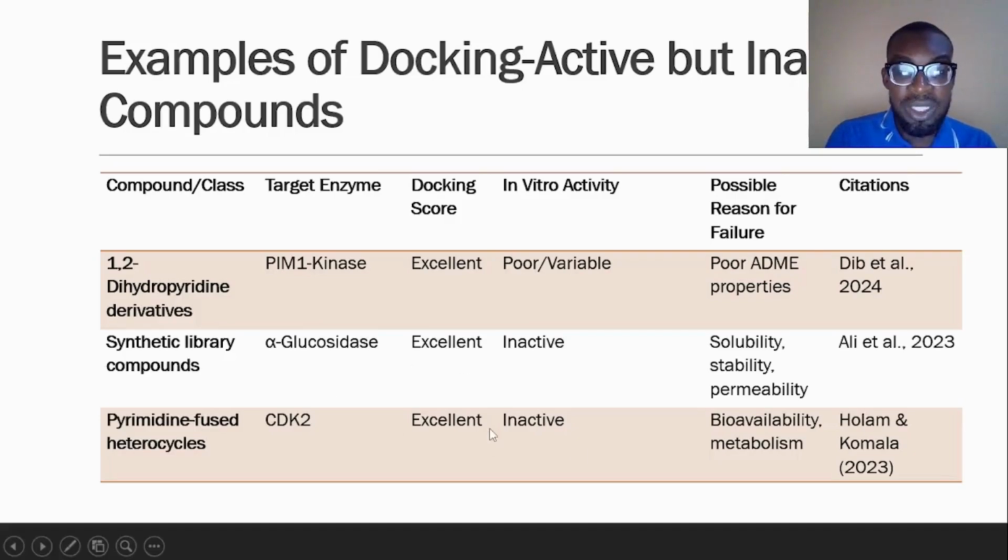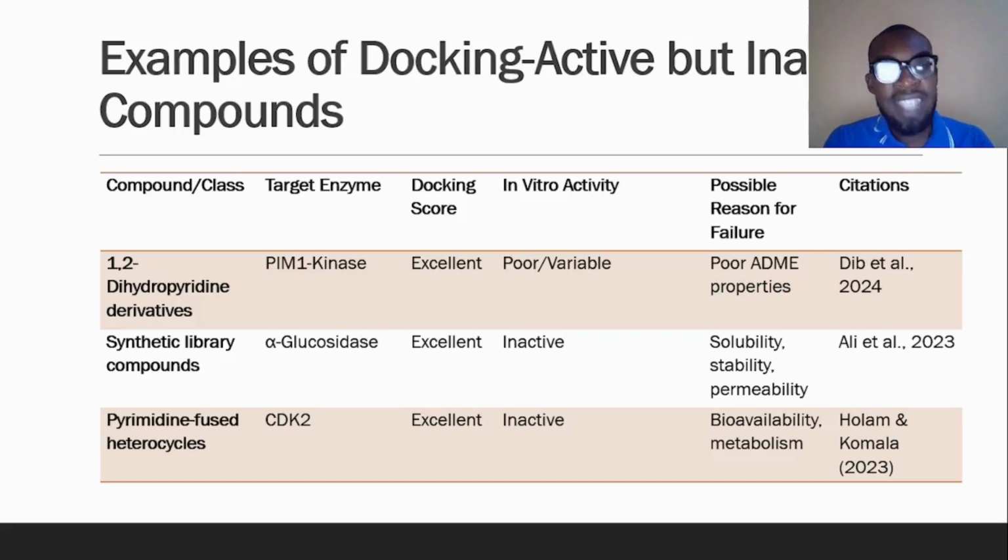Now, we also found a case where some pyrimidine heterocycles showed excellent docking scores towards anti-cancer activity. However, they were found to be inactive, and this was blamed on bioavailability. That means that even though that compound might be active, it's not available in the right concentration at that active site. It's possible that before getting there, it degrades or it metabolizes. So these are things that can be captured by your ADME test.